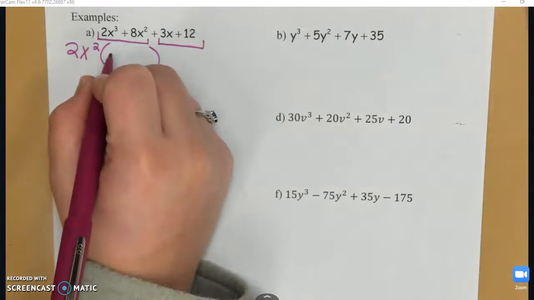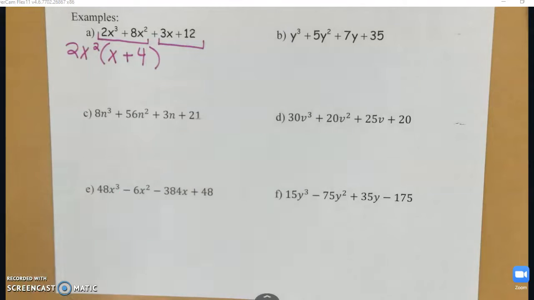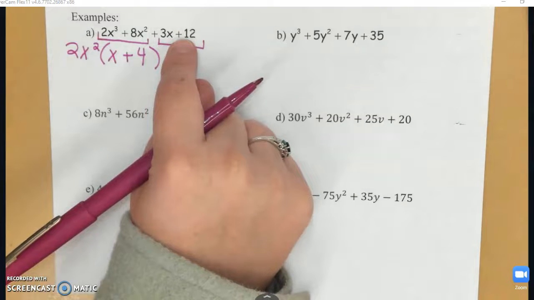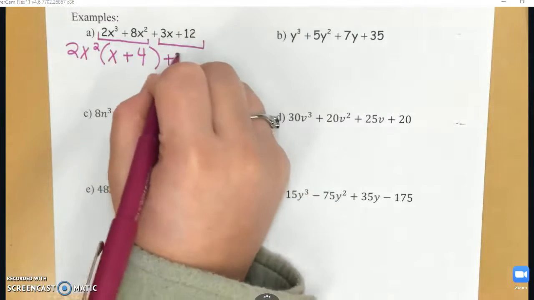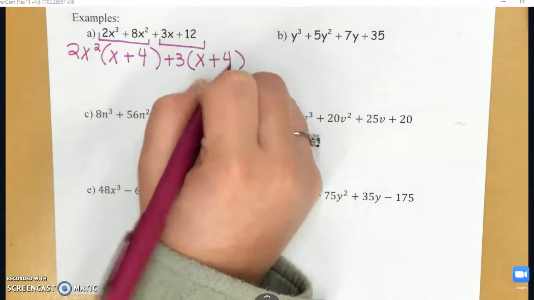So I'm going to be able to factor out 2x squared, and my leftovers go inside the parentheses. On my first term, I have x left over, and on the second term, I have 4. So if I factor out 2x squared, I'm left with x plus 4. And again, you can check to make sure you've done this correctly by distributing what you factored, and you should end up with what you started with. Now let's look at my second group. Between 3x and 12, I can only factor out a constant, and my common factor there is 3. And if I factor out a 3, my leftovers is x plus 4.